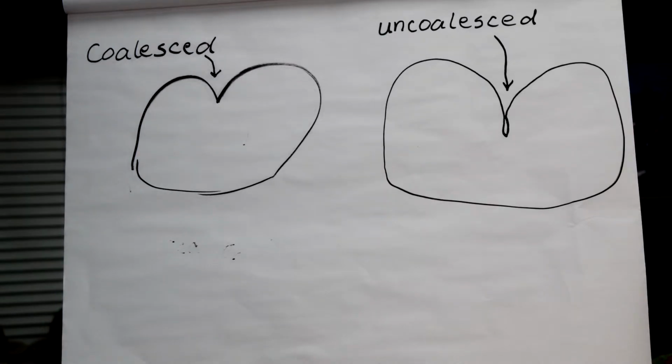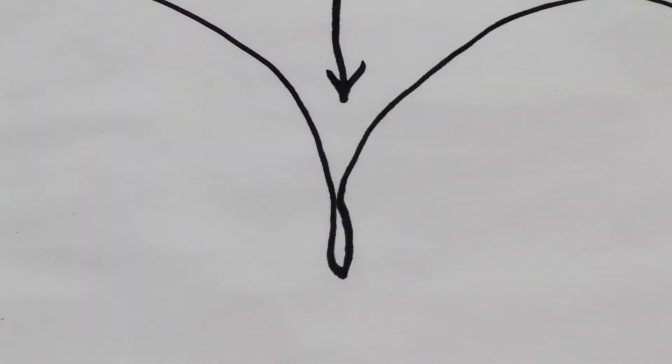If you'll look at the next picture though, it's an uncoalesced groove, and you see it looks like it comes together there, but then below where it looks like it almost comes together, you have a little space, and we call that an uncoalesced groove. And there's a significant number of permanent teeth that come in with an uncoalesced groove, and it has a little pit there below where it looks like it comes together.